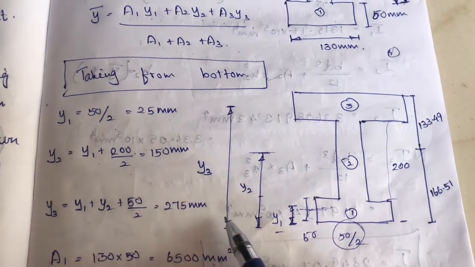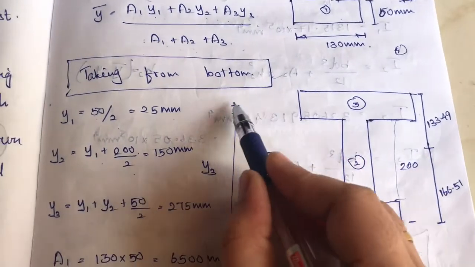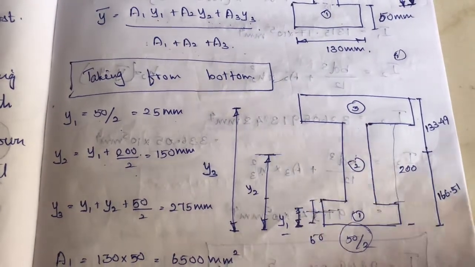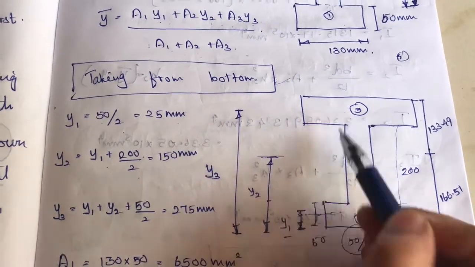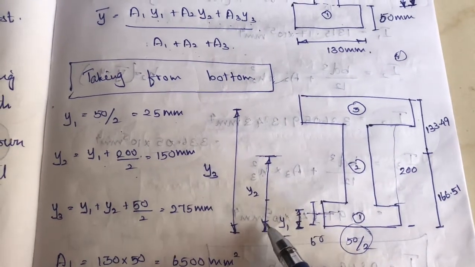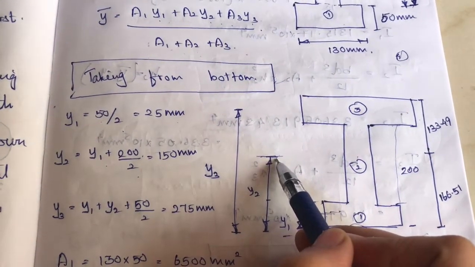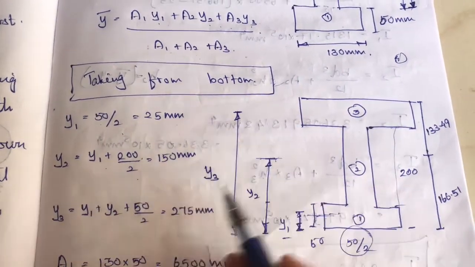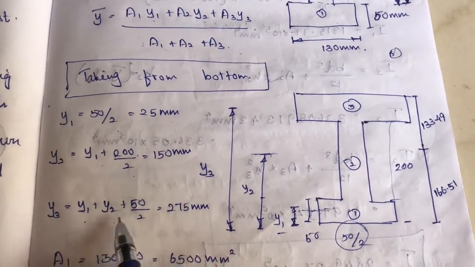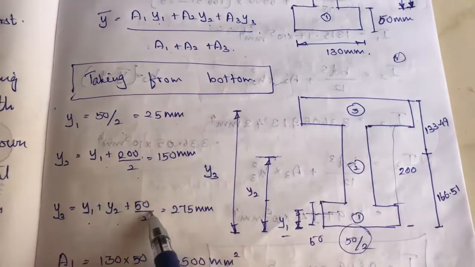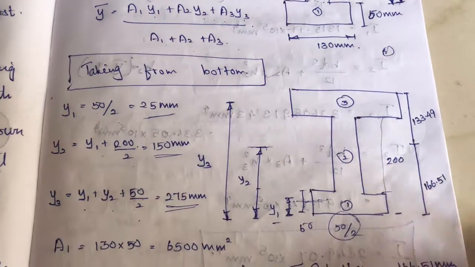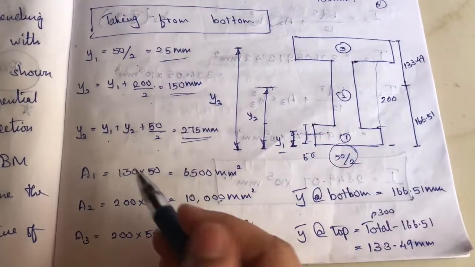And then y3. So this y3 is the center for the third rectangle. So we need to add y1 plus y2, and then the center of y3. So I can easily say y1 plus y2 plus this 50 by 2. So these are the distances, and we know the area.